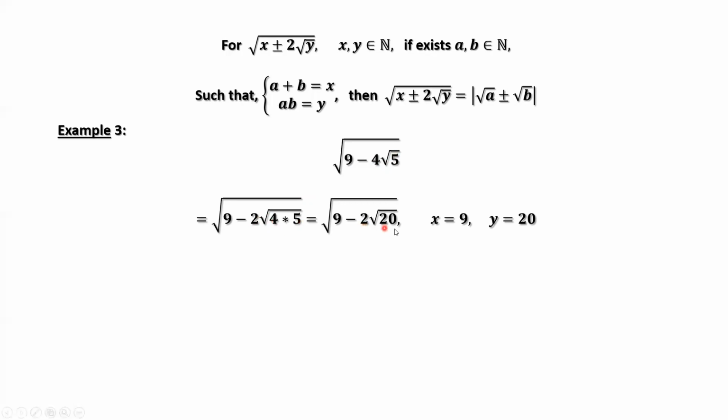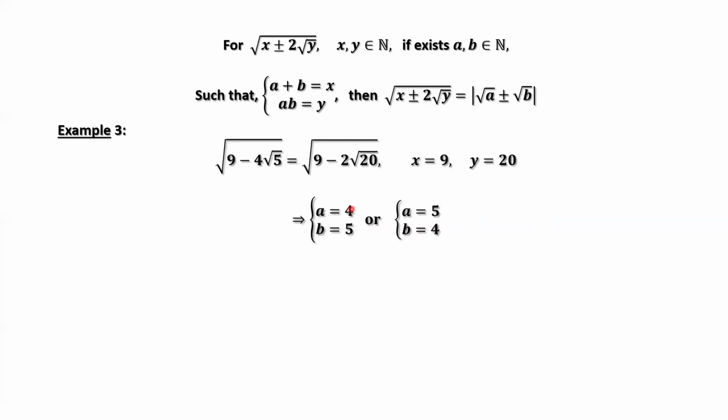4 times 5 is 20. Now we can see this part matches the given format. X equals 9. Here we have minus 2. Y equals 20. We solve this system to find A and B, the positive solution. We can see that one is 4, one is 5, or A equals 5, B equals 4.